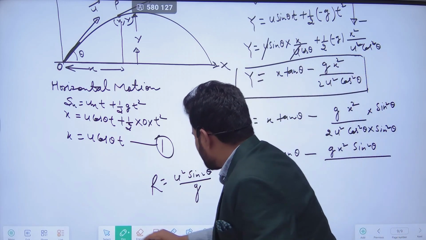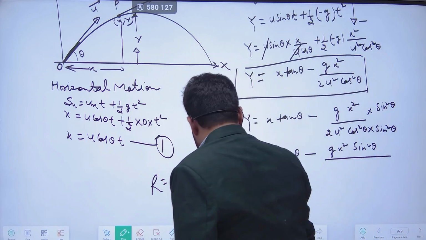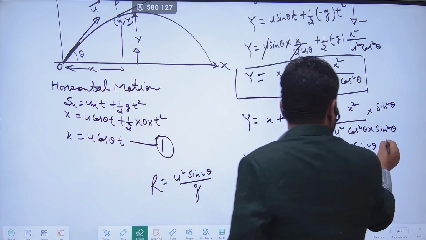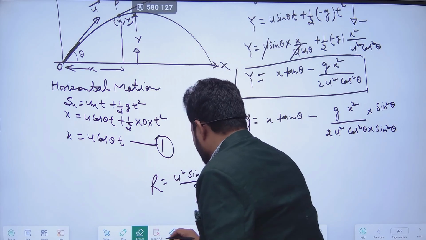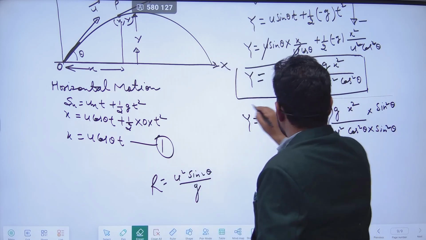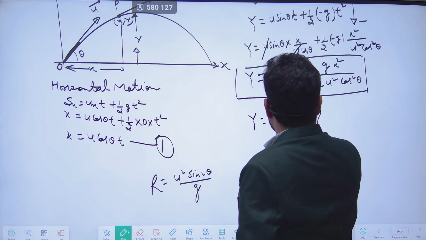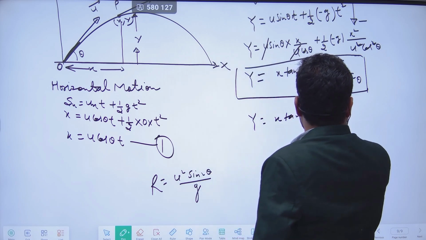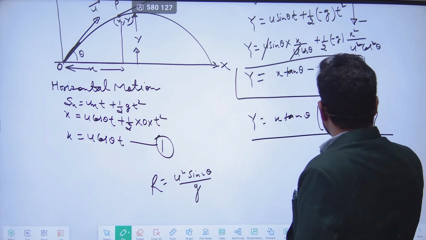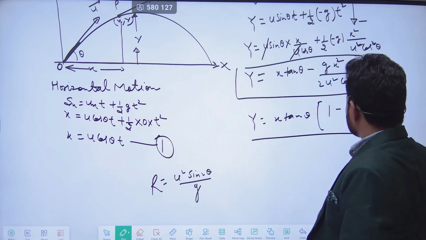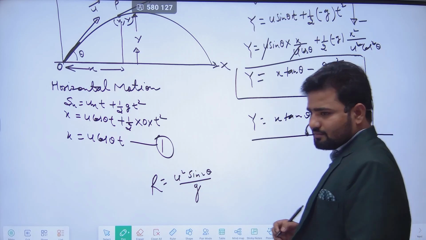So finally, on solving this in terms of range, we can find it like that: y is equal to x tan theta common, 1 minus x by r. If we put the value of r here, we'll get the same equation. Okay, so thank you, that's today's class.